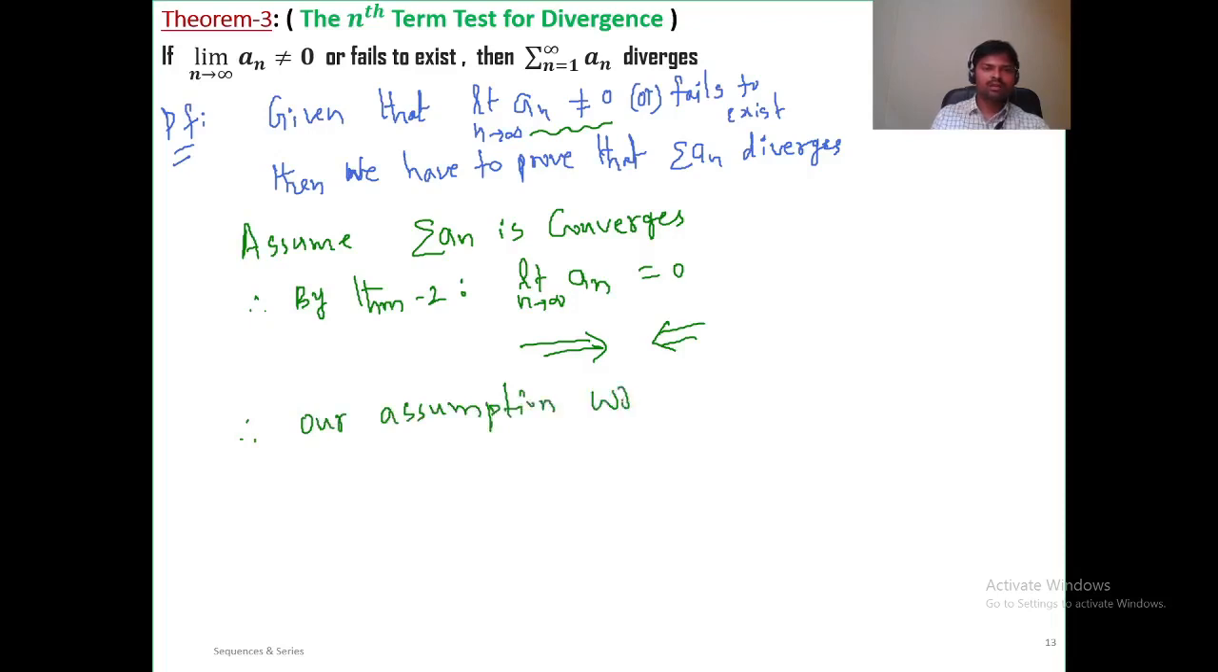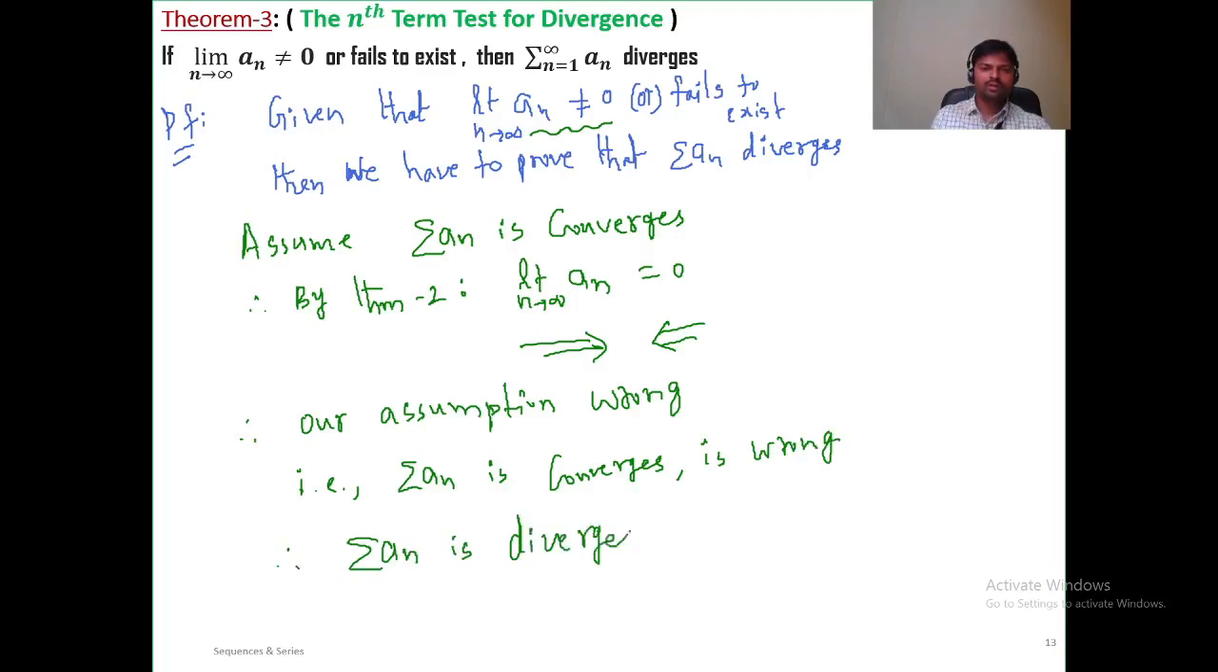So then what is correct? Therefore, that the series a_n converges is wrong. So therefore the series a_n diverges. That's it. Hence the proof.